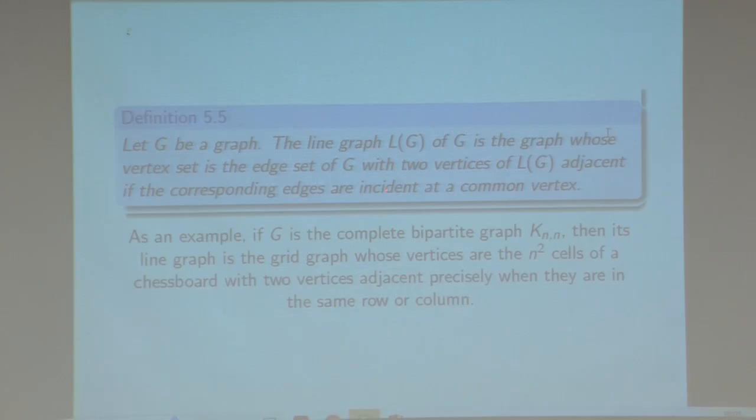That's the definition of the line graph of a graph. In fact, I am going to look at only the complete bipartite graph. Take 5 more minutes, is that okay, Katre sir? Yeah.